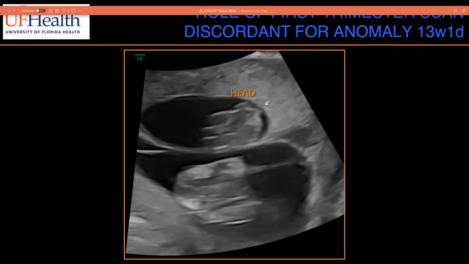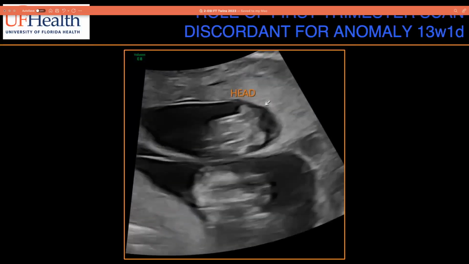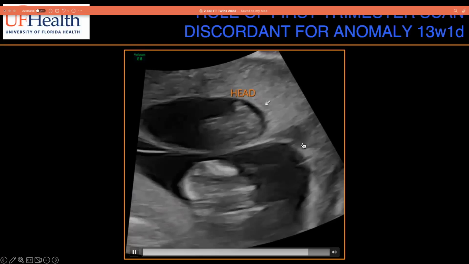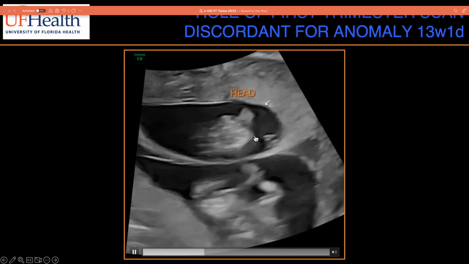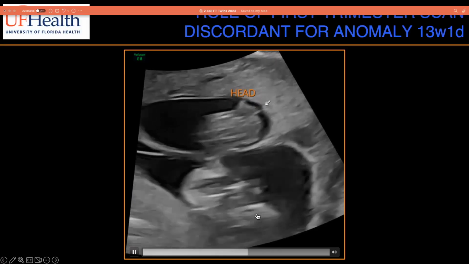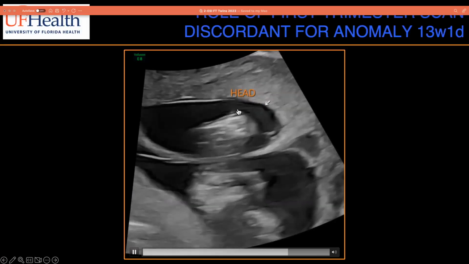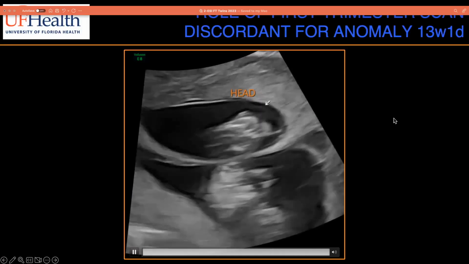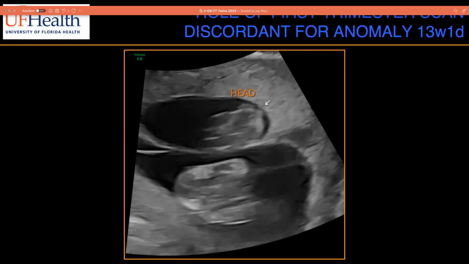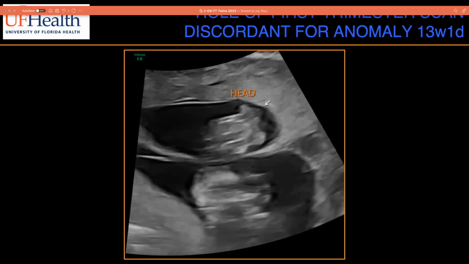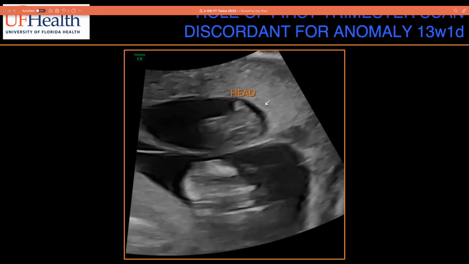Now, here was another set of twins in a high BMI patient, and it's very hard to see, but this area is really the fetal head. The arrow is on the fetal head. The lower twin was normal, but the top twin, we could not see the cranium. And in this case, this was selective anomaly of acrania on one of the twins.